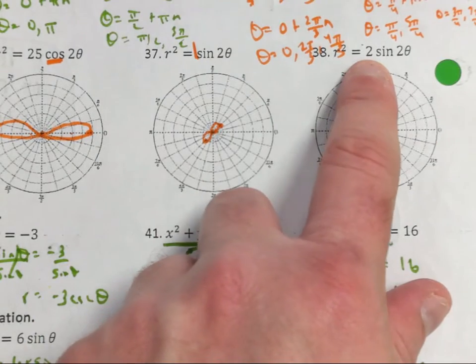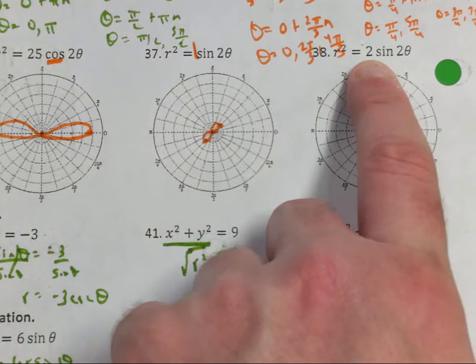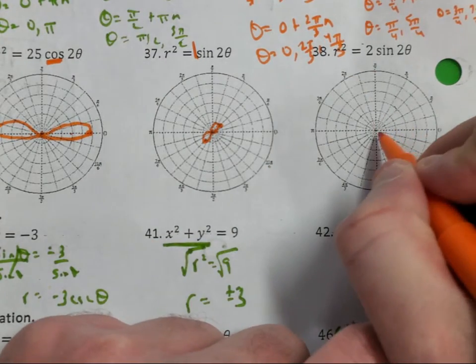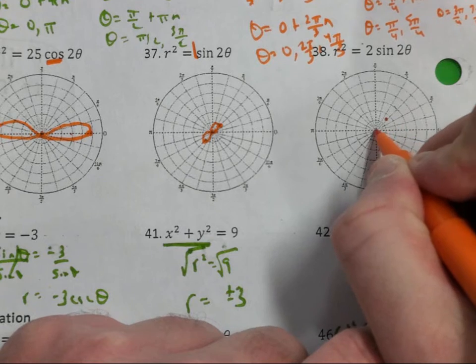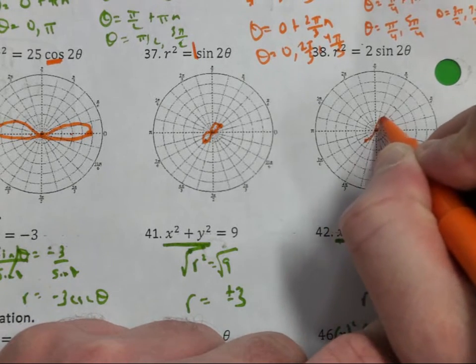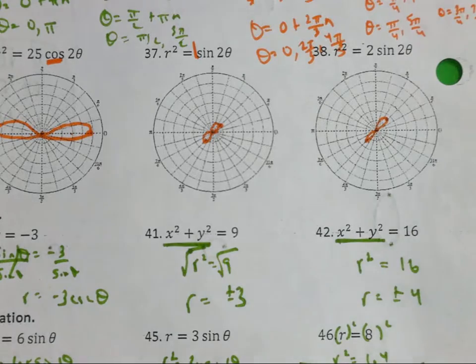38. You said, Mr. Shush, I don't know the square root of 2. You want to get a decimal. Square root of 2? 1.4, okay? And there's my graph. Are there any questions on lemniscates?